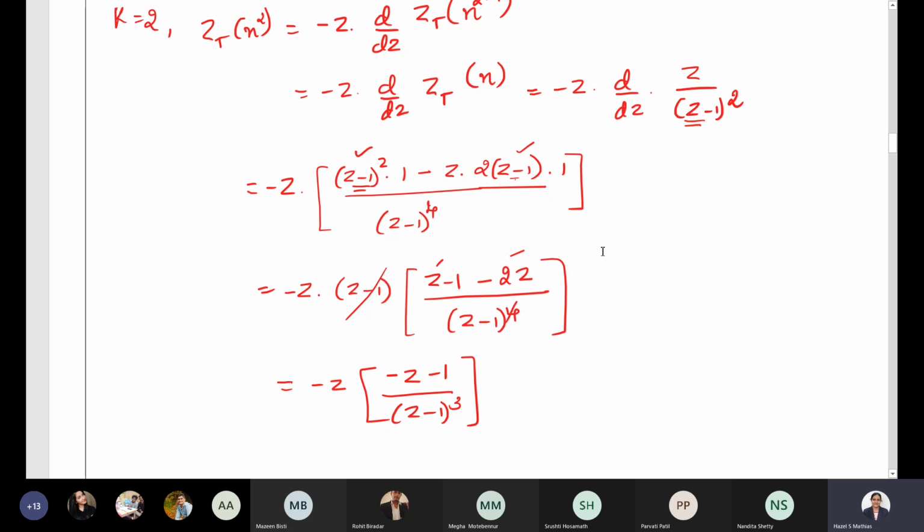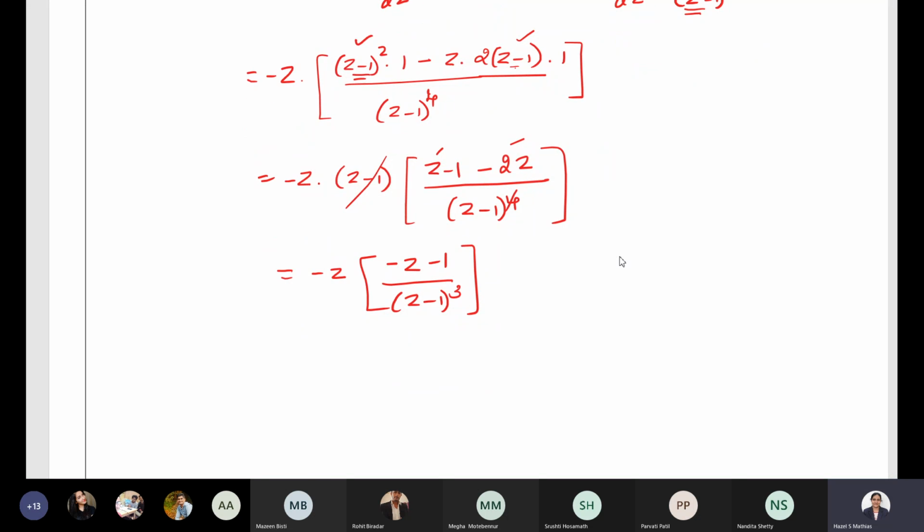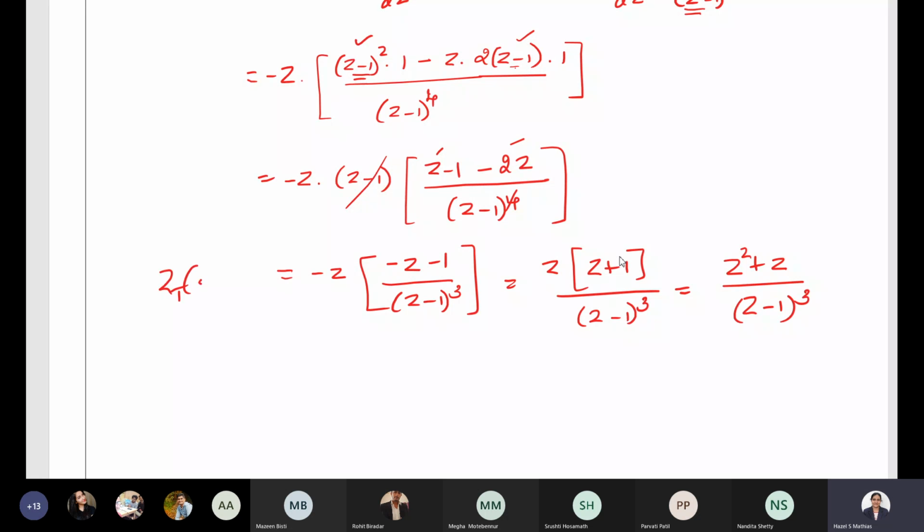Am I correct? Yes or no? Anybody, any doubt? Now next, I'll take minus 1 out from this. Minus of minus will become plus, so z into z plus 1 divided by z minus 1 whole cube. So it will be z square plus z divided by z minus 1 whole cube. So this is the Z transform of n square. Is it okay, everyone?